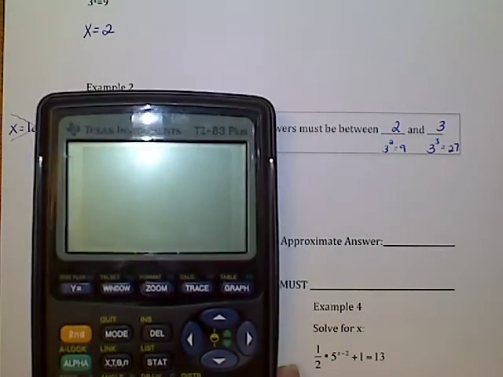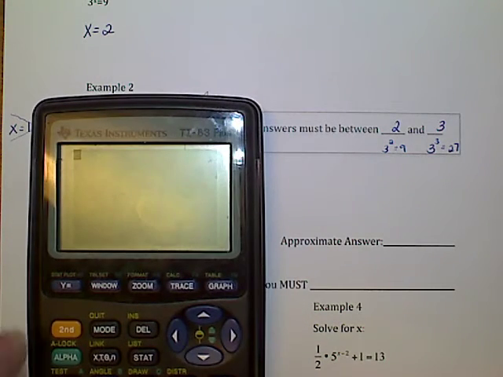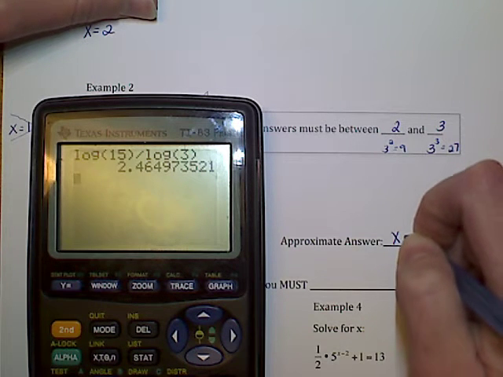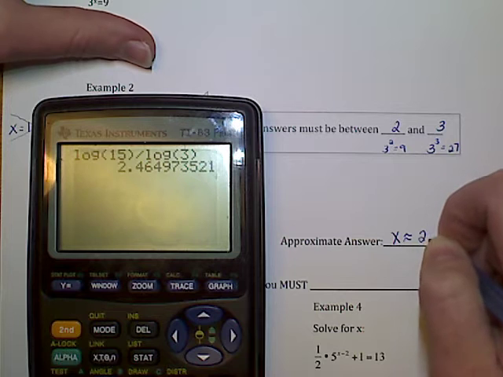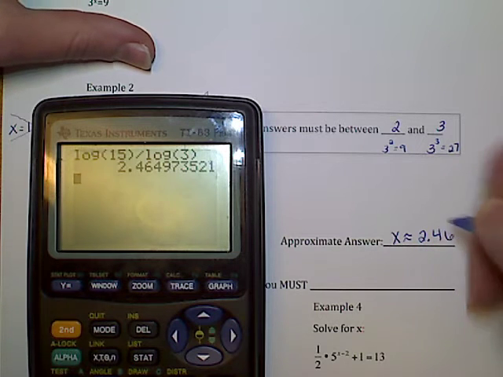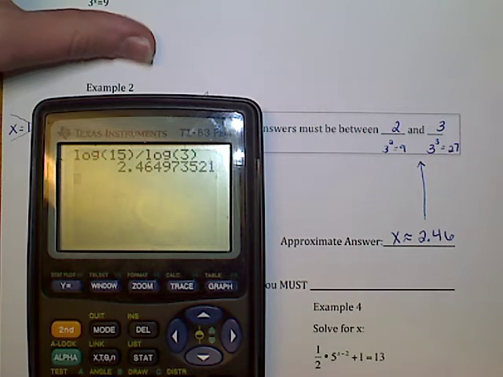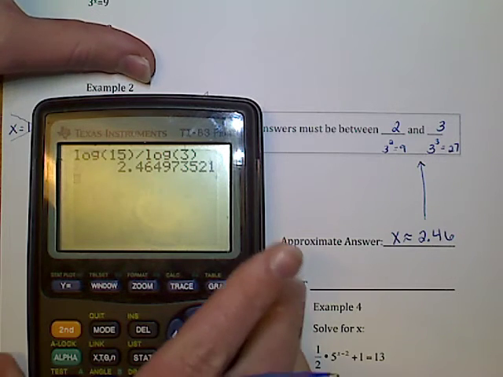So log 15 divided by log 3 gives me an approximate answer. I usually recommend rounding to 2 decimal places, so 2.46, and that certainly makes sense with what I said up there. I always like to make sure my answer makes sense.